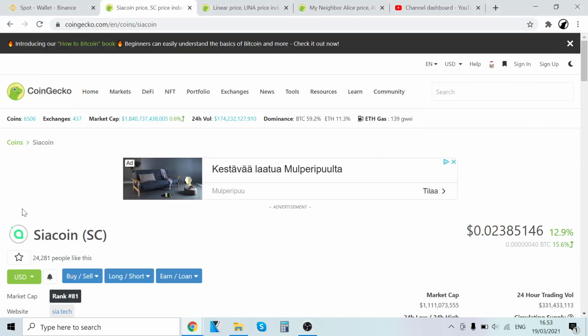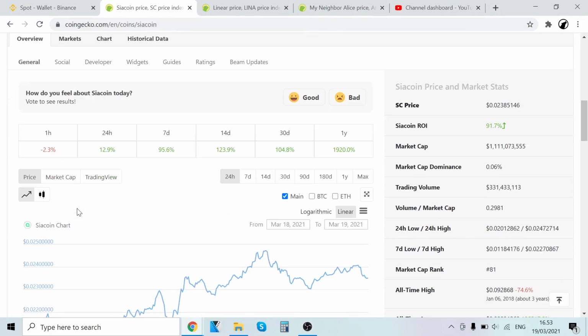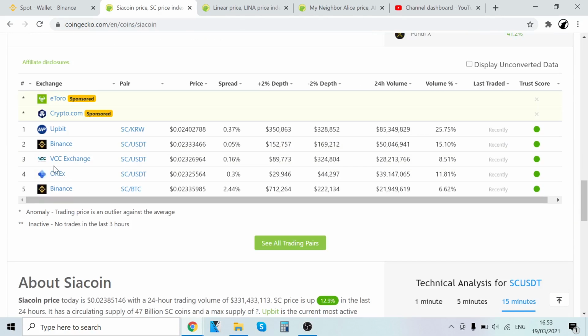In this video I will show you step by step how to buy Siacoin SC. And like you can see here, currently Siacoin is listed on OKX and Binance and Upbit. And out of these, and VCC exchange, I have no idea what that is.